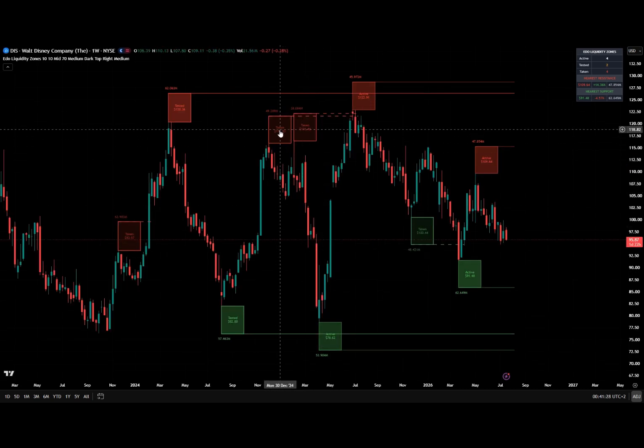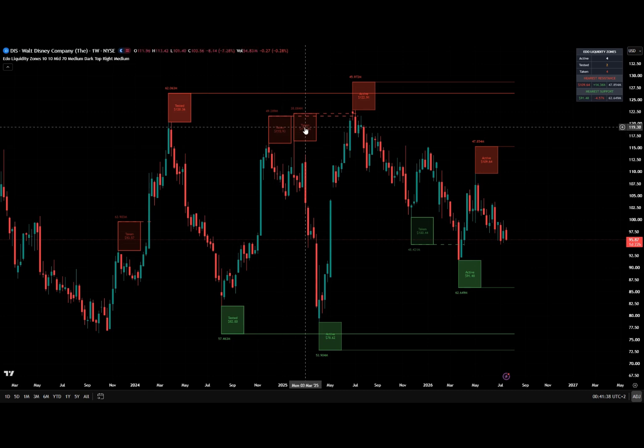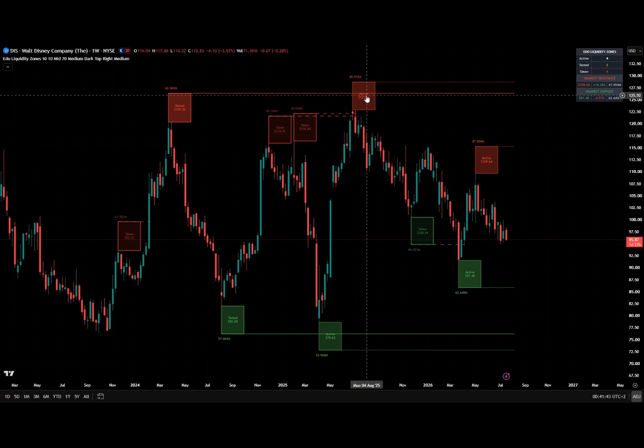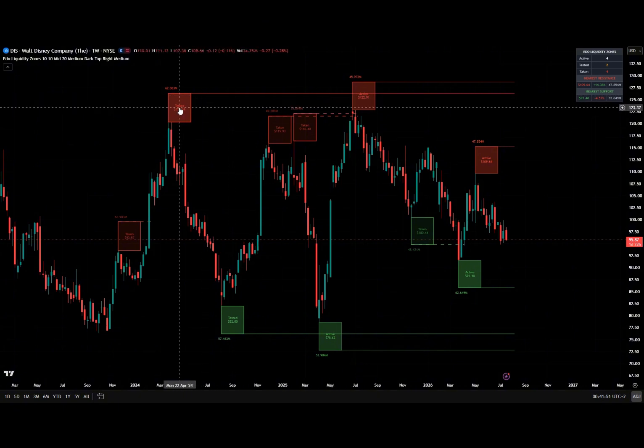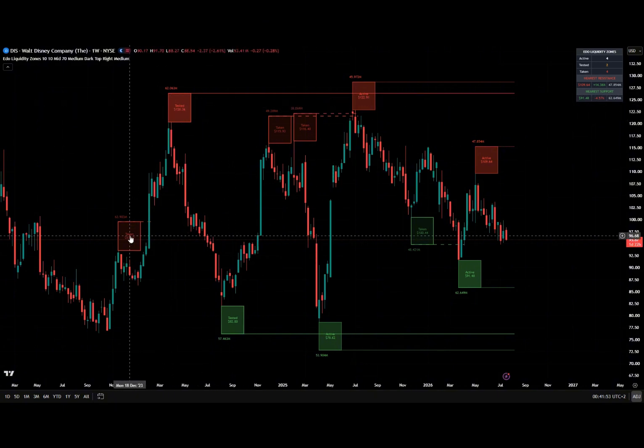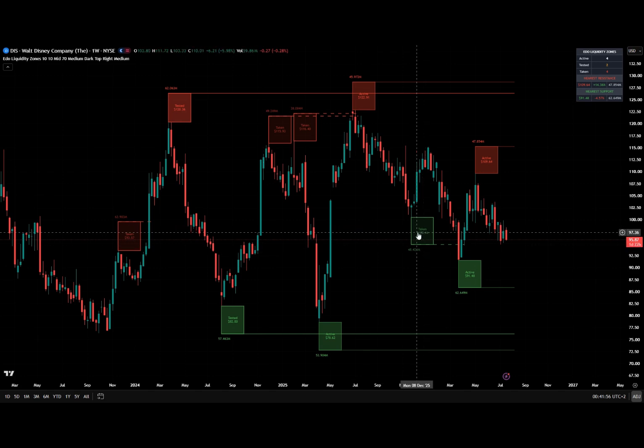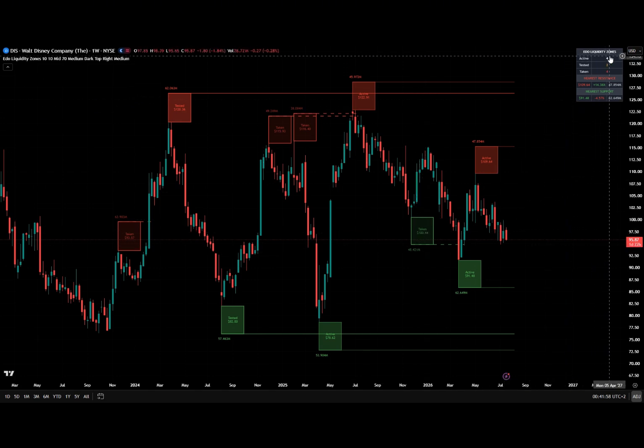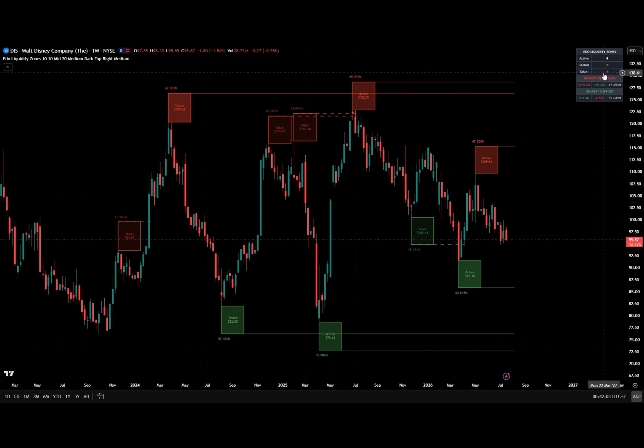The third state is taken. A candle closed on the other side of the zone. The level failed, its line turns dashed, and from that moment it is history, not a reference. On Disney Weekly you can follow the whole cycle. An active zone up here at 122. A tested one at 120, and further down, four levels that price has already taken out. Active, tested, taken. That is the life of every zone on the chart, and the panel counts them for you.